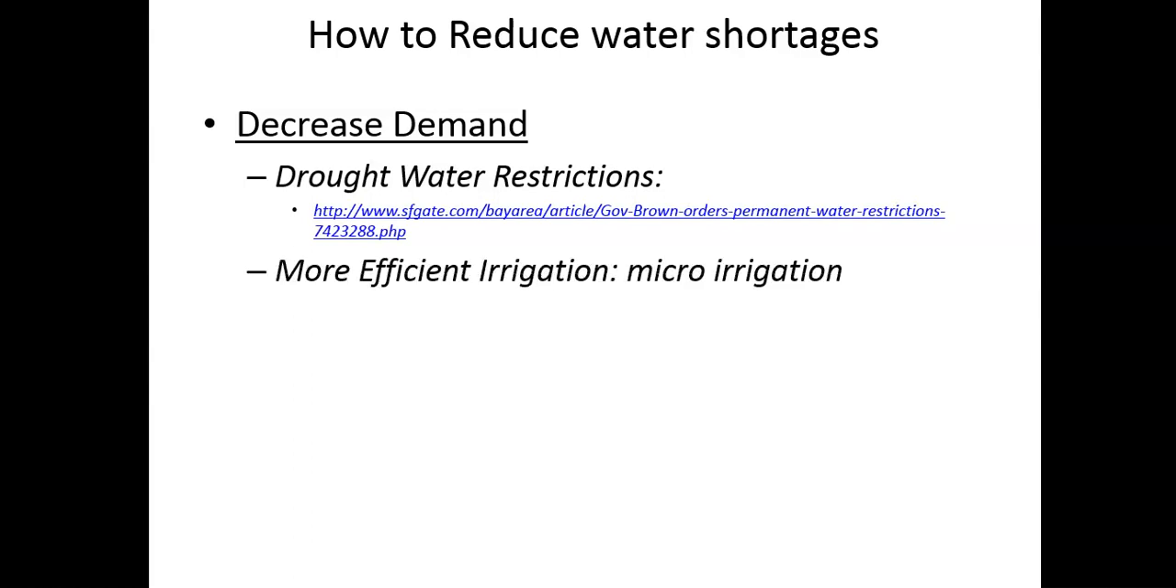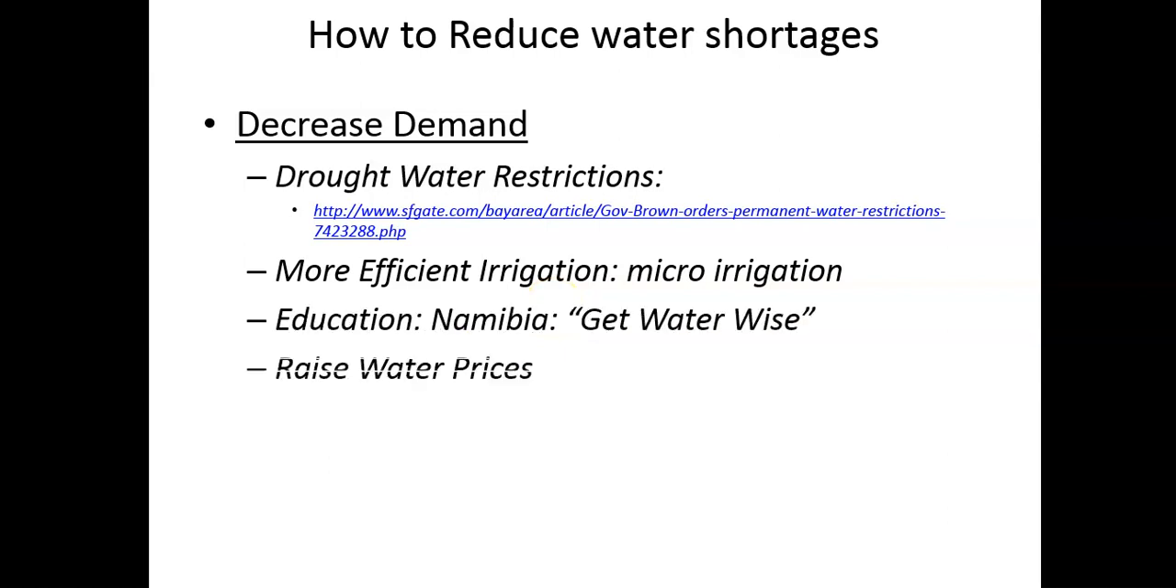But since domestic use of water, us at home using our water, is a tiny fraction of the total water that is used, far more meaningful reductions in demand for water would come from more effective irrigation. Putting the water directly on the plants as opposed to just spraying it over the plants. So, effective irrigation systems.